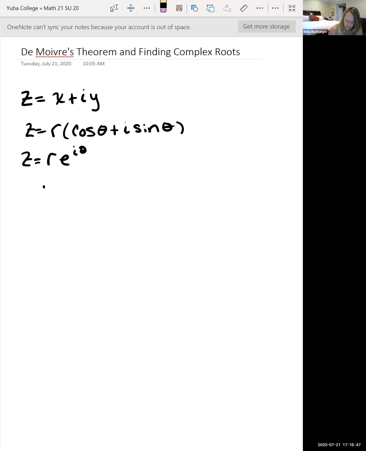R was equal to the length of the hypotenuse if we graphed our point. Our horizontal axis was the real number system, and the imaginary axis was the vertical axis.